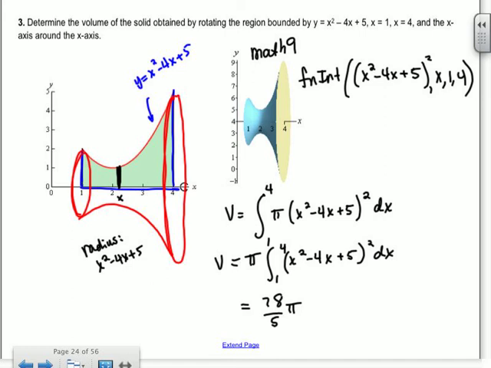So I got 78 over 5 pi, which is the same as 49.009. Don't just round that to 49. It's not 49, right? It had pi in the answer, so 49.009.